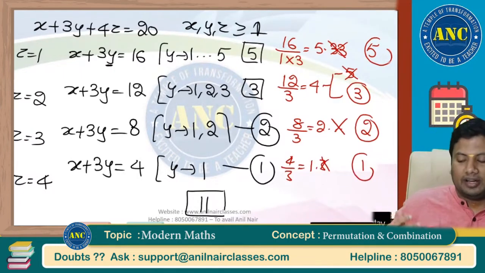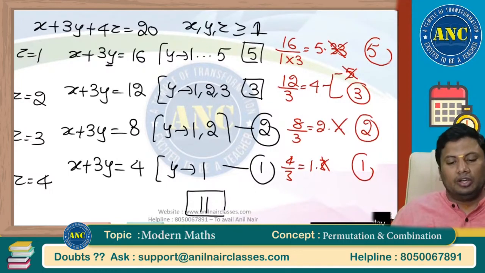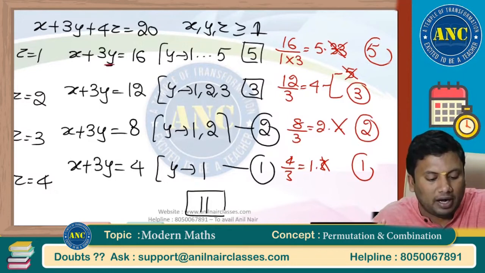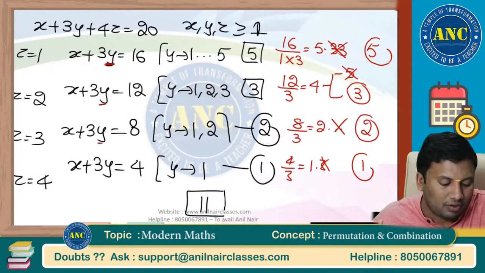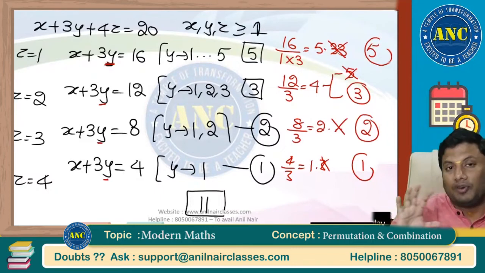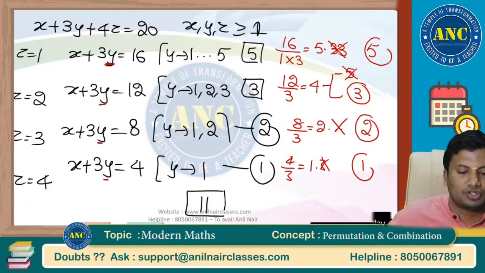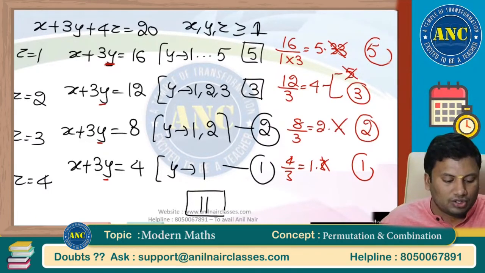5, 3, 2, 1 gives 11. Either you can use the k by a into b method, or you can use the upper limit of the variable that can follow. Once you know this, the toughest CAT question, let us see how to solve it orally.